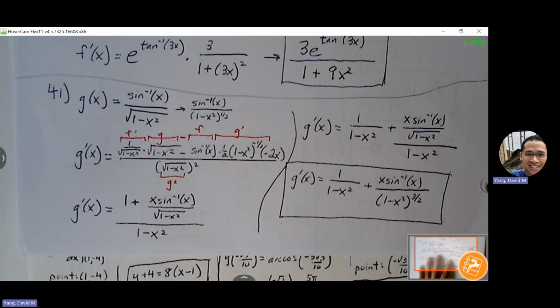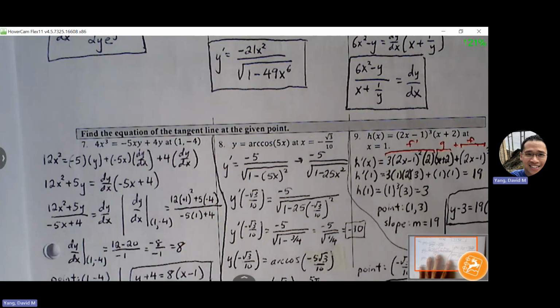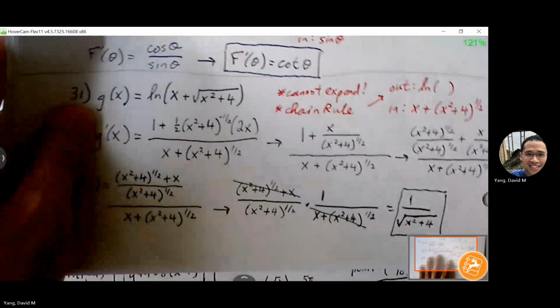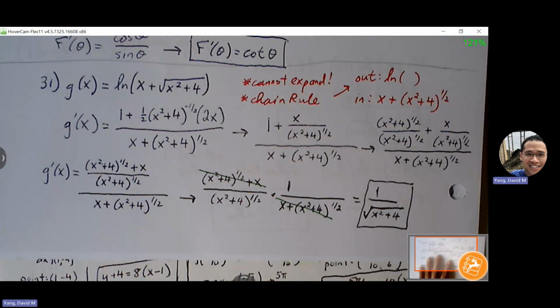Oh, it's number 31. So this one was on 3.4, page 33, it was 31. That it?